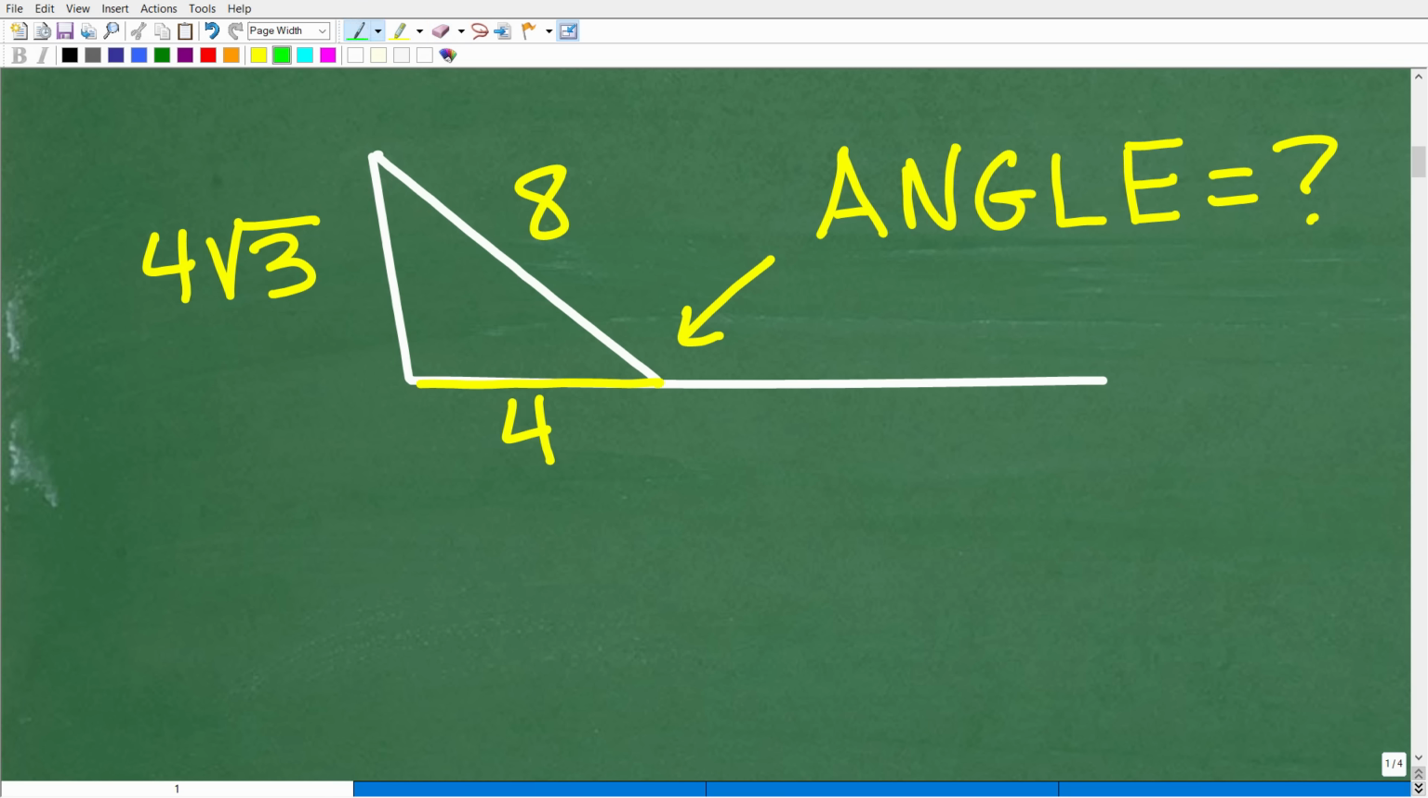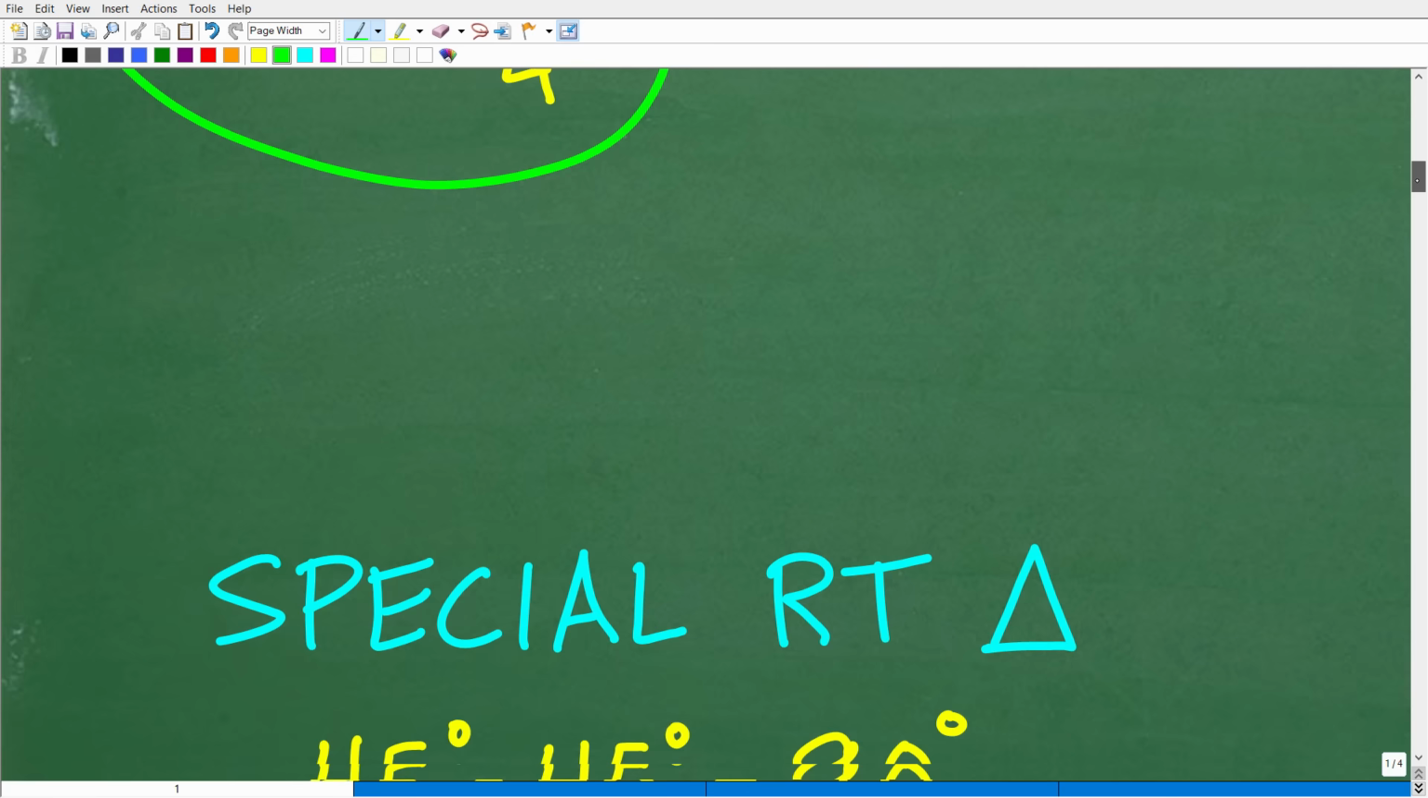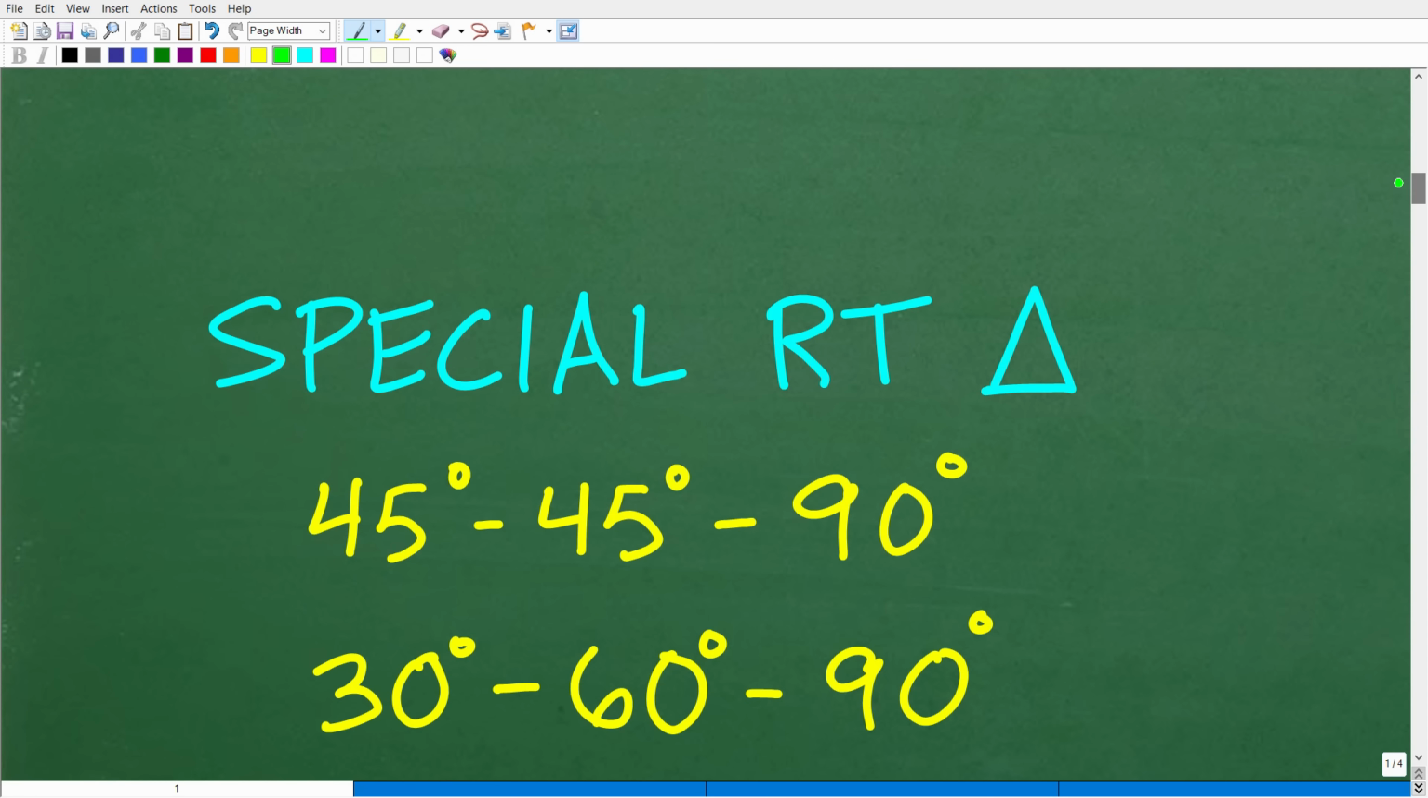So here's the deal. In order to solve this problem for this angle, we need to figure out what type of triangle this is. And this particular triangle is something called a special right triangle. If you are a geometry student or maybe studying even algebra, these are triangles that you need to know. There are two types of special right triangles that you need to be able to recognize, whether, again, you're taking geometry or studying algebra or trigonometry.